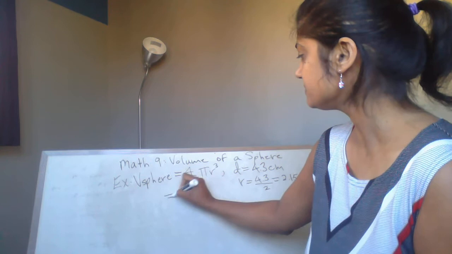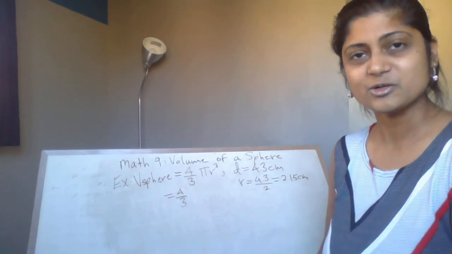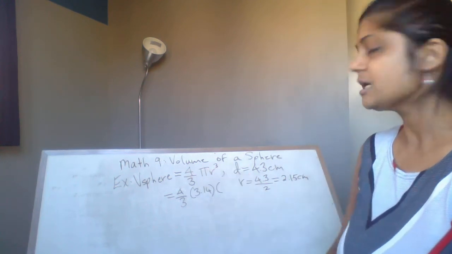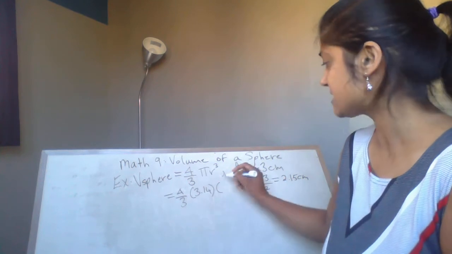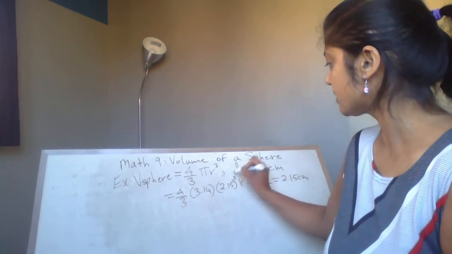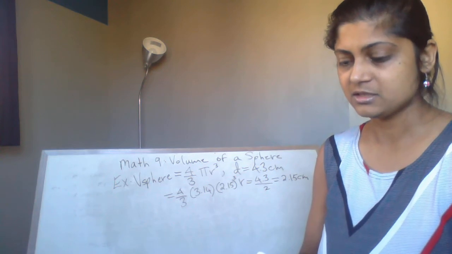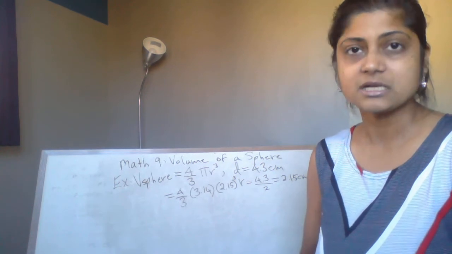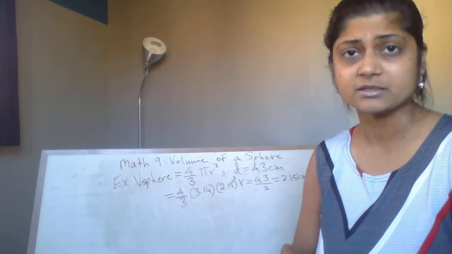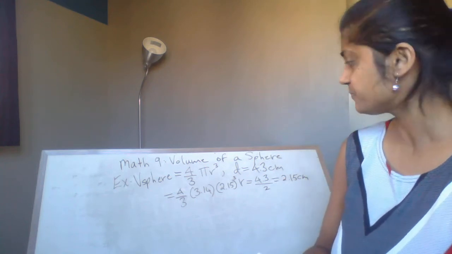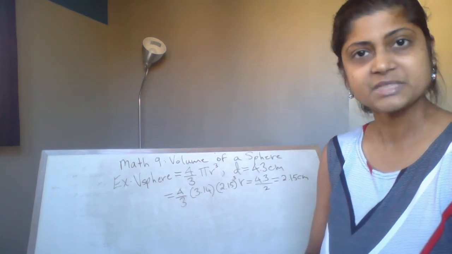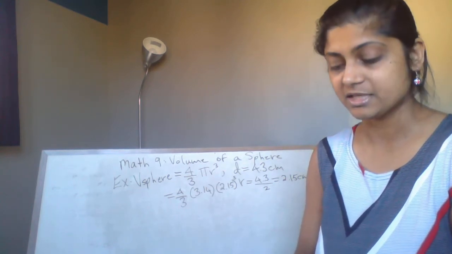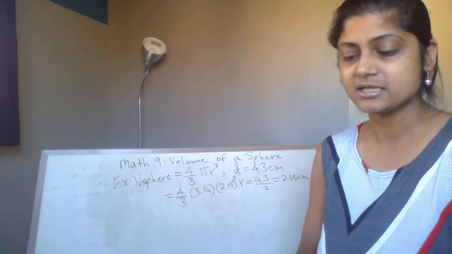All right, so with that, it's 4 over 3, multiplied by pi, so I'm just going to put 3.14, and the radius that we calculated here is 2.15, to the power of 3. That is you multiplying 2.15 by itself 3 times, or you can just press the power button and then press 3, and it should give you the same answer. Times it by pi here. And then with the fraction, what I always do is I multiply it by 4, and then I press the equal sign in between, and then I divide it by 3.